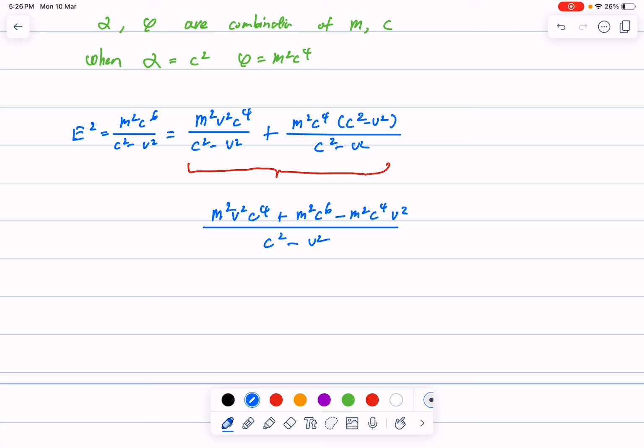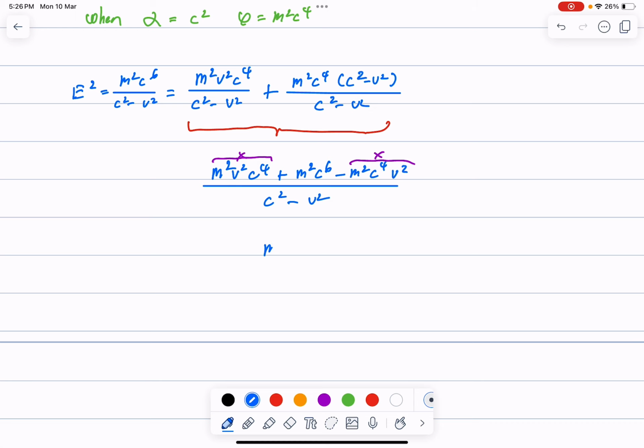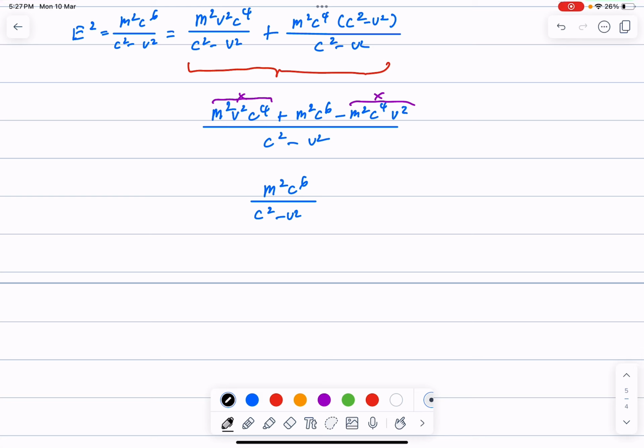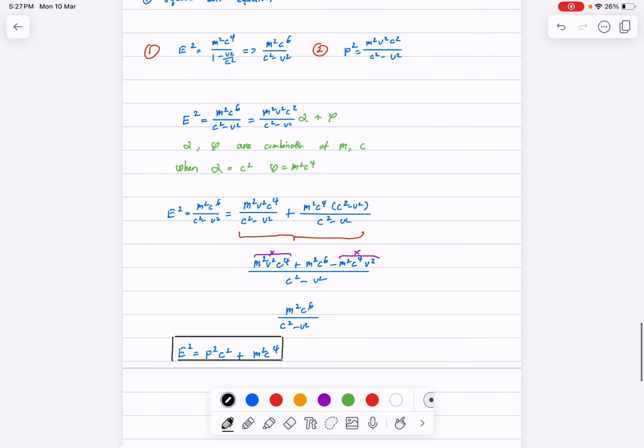And notice that this term and this term right up here, they cancel out. So what we are left with is m squared c to the sixth divided by c squared minus v squared, which is equivalent to E squared. So in the end, the final equation we have is E squared equals p squared c squared plus phi. Notice before we squared p, and then we're multiplying it by c squared and adding phi, which we defined to be m squared times c to the fourth. Okay, we have this equation.